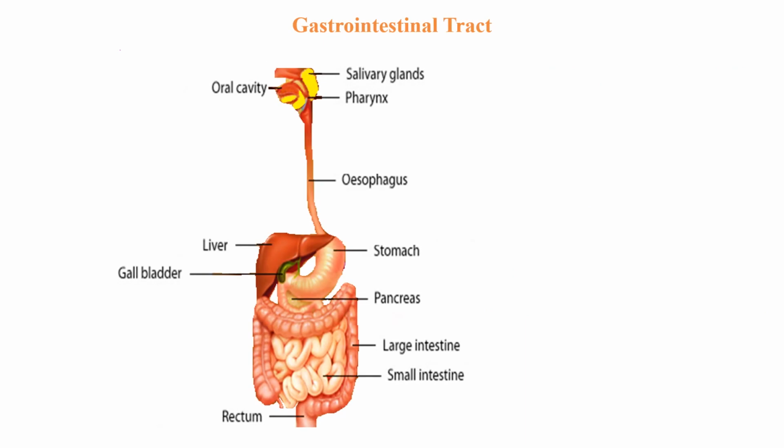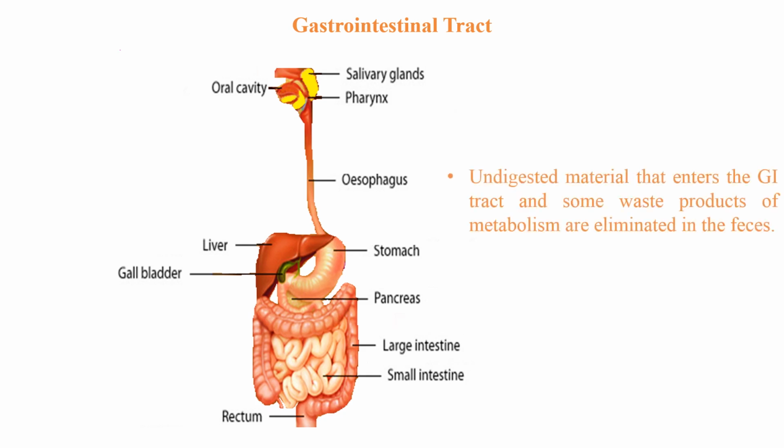Gastrointestinal tract. The gastrointestinal tract performs the function of digestion and absorption of nutrients. Along with that, the undigested material that enters the gastrointestinal tract and some waste products of metabolism are eliminated in the feces.